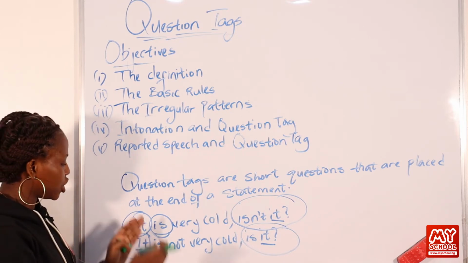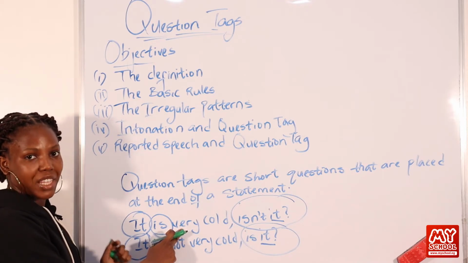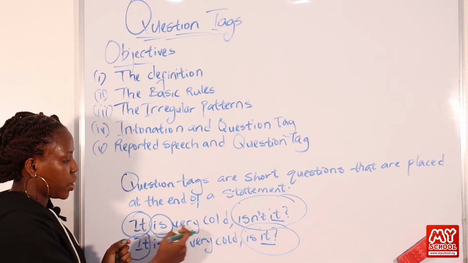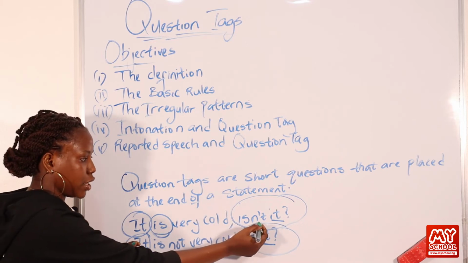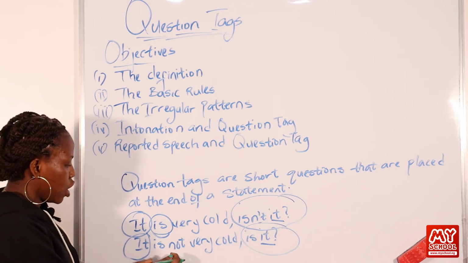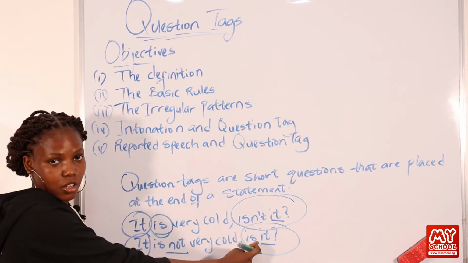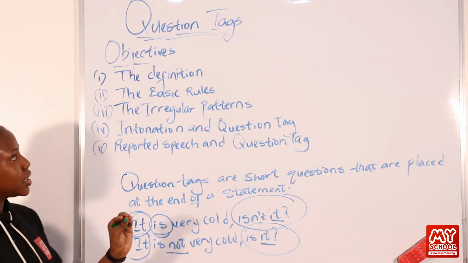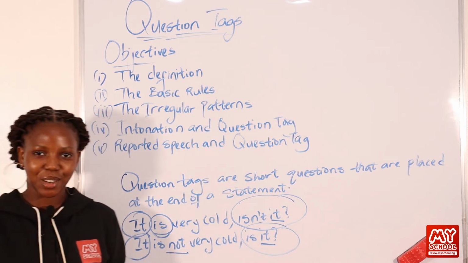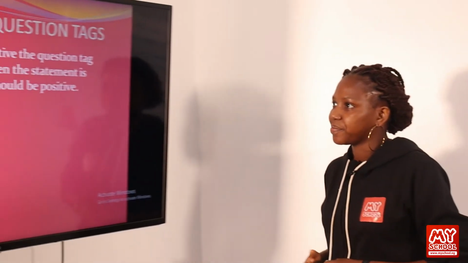So for question tags, the general rule is you have a positive statement. A positive statement is known by the absence of not. Okay, so this is a positive statement, and it must go with a negative tag. We can see the not here is contracted. Okay, it has been shortened. Then you see the second example, we have a negative statement with not, which goes with a positive question tag. Okay, so this is the general rule. Now that we've established the first objective, which is the definition of question tags, we'll move on to the basic rules of question tags, and we shall head to the screen.